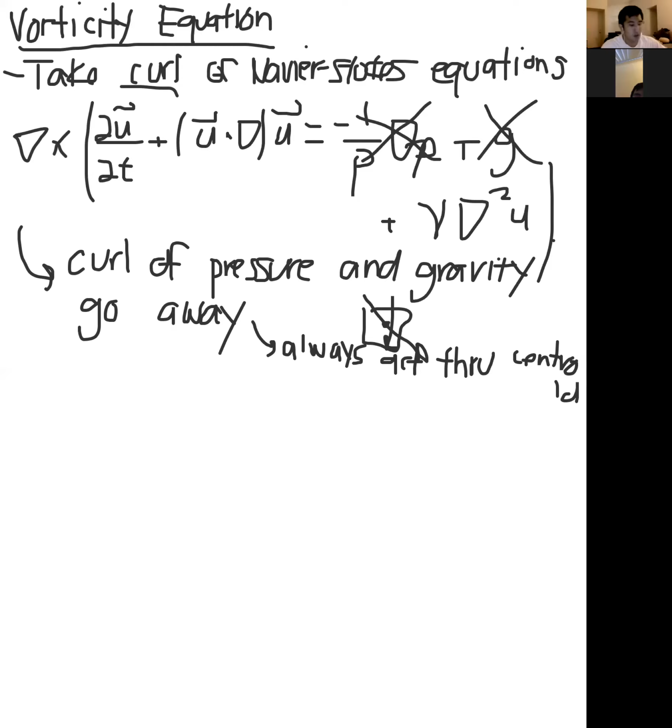So when you have a force that acts through the centroid of an object, there's actually no way for it to produce any rotation. We saw that in Kelvin's circulation theorem, and we see the same thing here. So when we take the curl, those terms will go away. You can definitely show that mathematically, but I think this is an easier, more intuitive way to say that. So after you go through all the really gory derivations, you end up with the following equation.